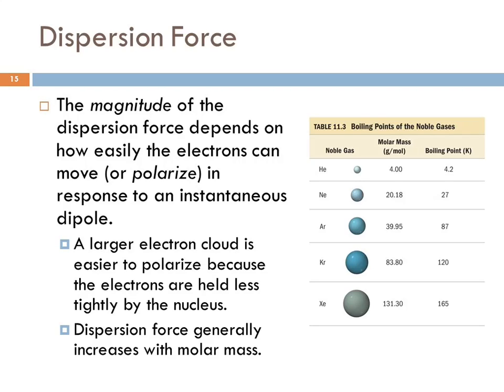The magnitude of the force depends on how easily those electrons can be polarized, how easily this atom can get lopsided in its electron distribution. So if we look at the series of noble gases, helium through xenon, here's the molar mass and also the illustration telling us that these are getting bigger and bigger and bigger, right? Xenon is much larger than helium.